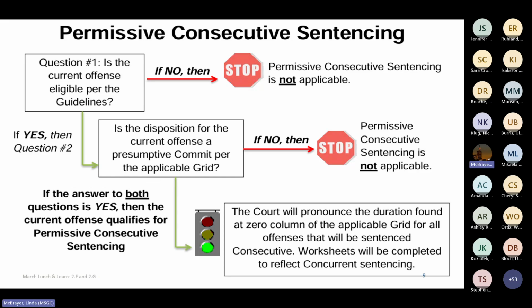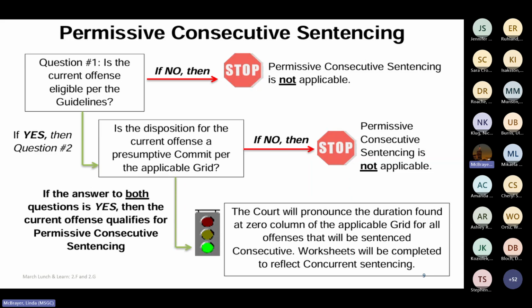Do your worksheet normally, though. But if it is on that list of eligible offenses, then the next thing that we want to do is determine if the presumptive sentence is a commit. And this is so easy to do because you're already doing the worksheet as concurrent. So if it's a stayed sentence, stop.